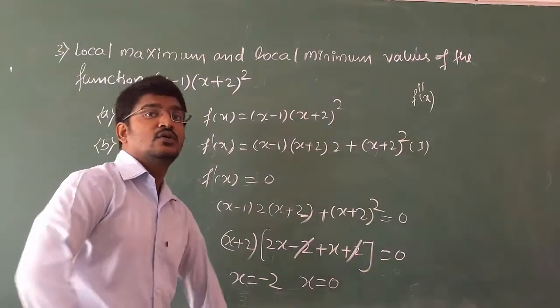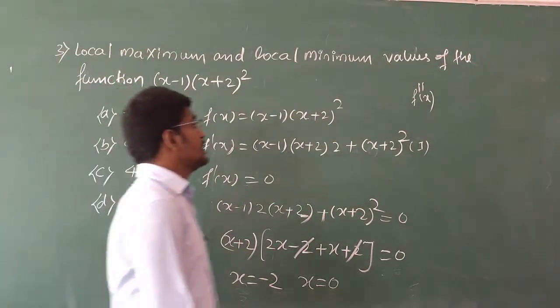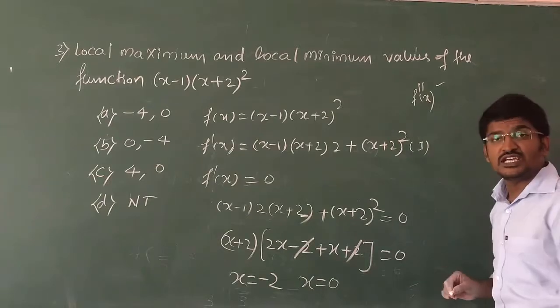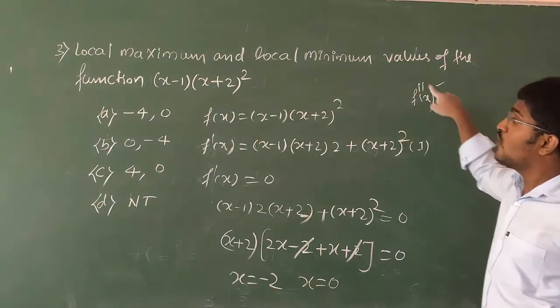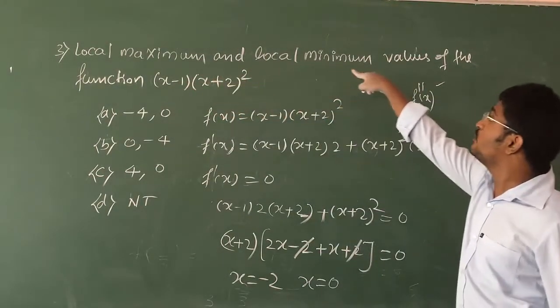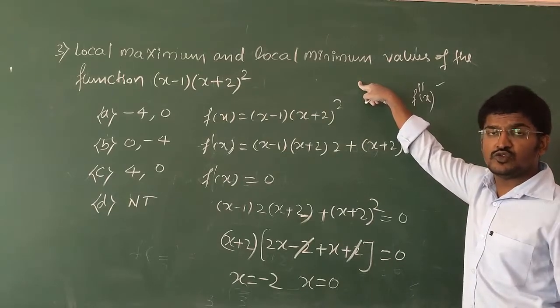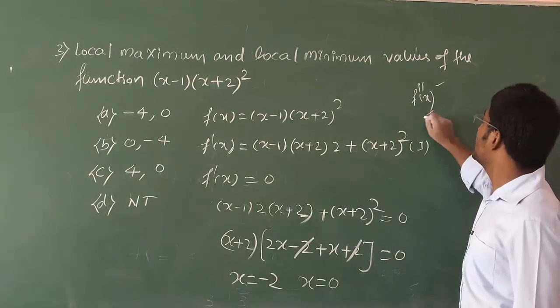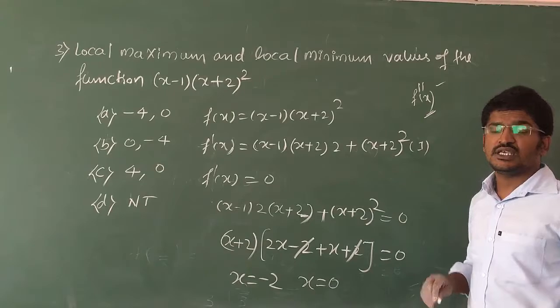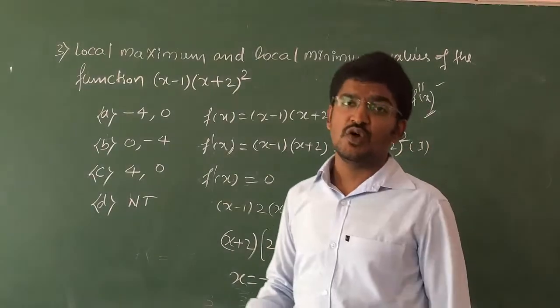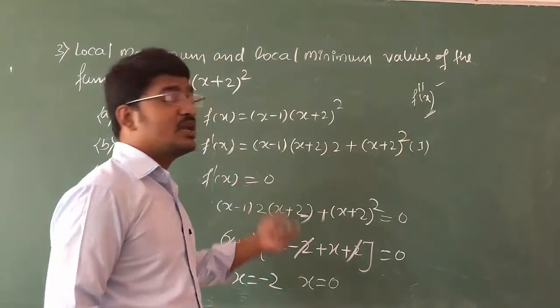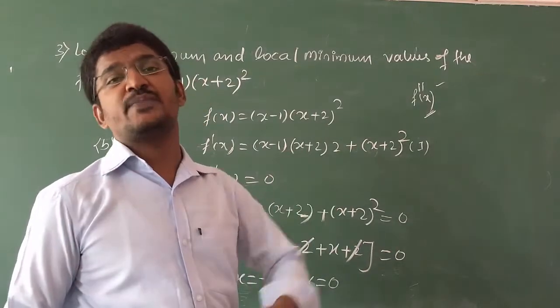So for that, what I will do here, you have to calculate f double dash of x. But they are asking for local maximum and local minimum, both. So for that, calculate f double dash of x. If f double dash of x is greater than 0, that is minimum. Sorry, if f double dash of x is lesser than 0, that is maximum.